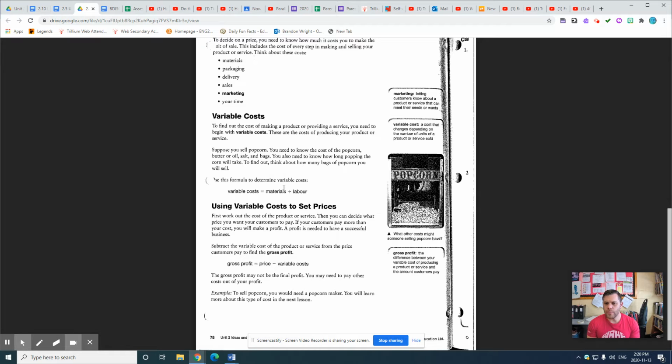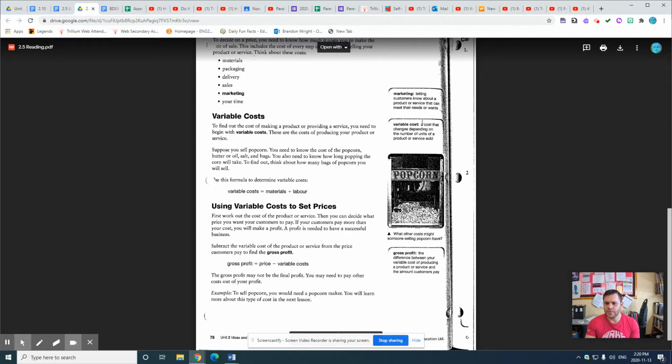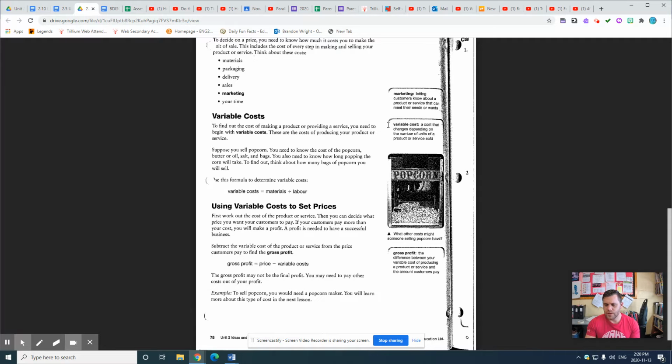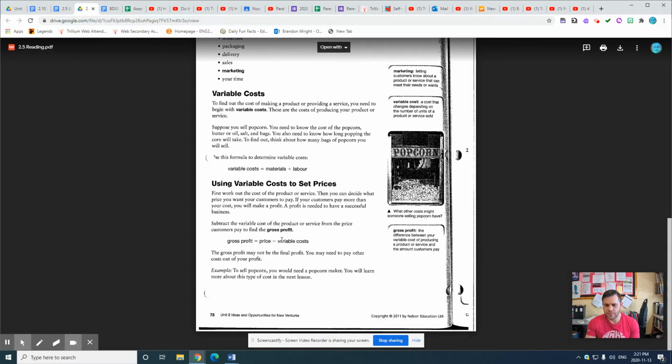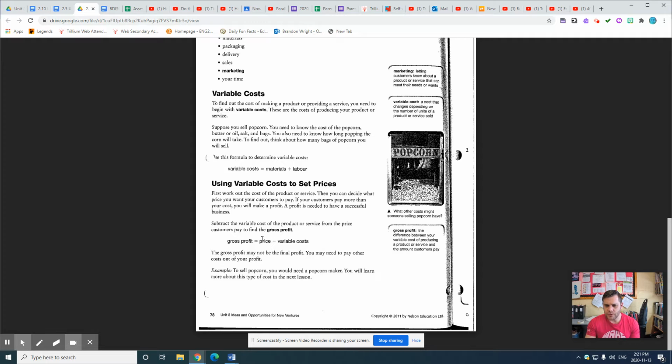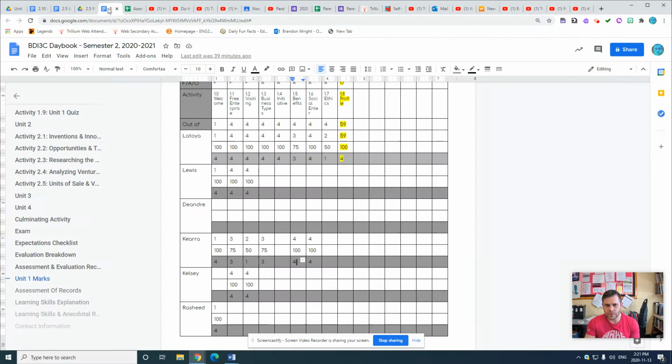The more you make of an item, the higher your variable costs will be. So if you bake 50 cakes instead of 5 cakes, your variable costs will go up 10 times because you're simply producing more, you're using more labor and more materials. Next is gross profit. So we want to find out how much money you're making on each item. And to know that, you need to know your variable costs, which are materials plus labor, and you subtract them from your price. And I'll go into some examples here.